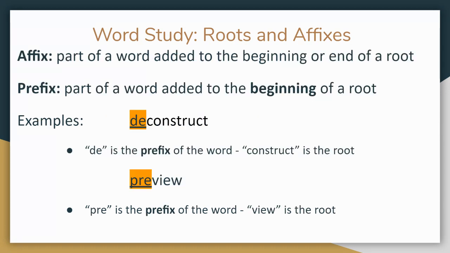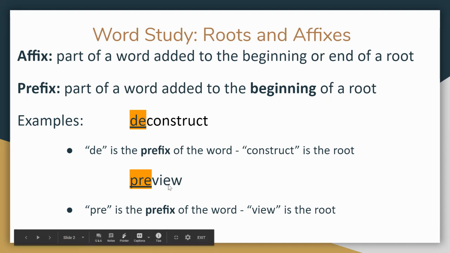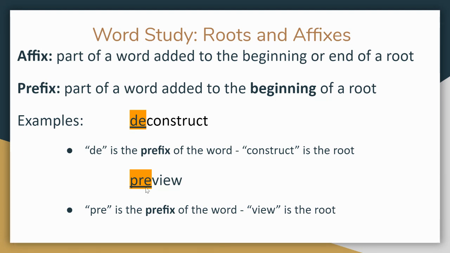When we add parts to the beginning or the end of a root, that is called an affix. An affix is part of a word added to the beginning or the end of that root. When we add a part to the beginning of a root, it is called a prefix. In the word deconstruct, construct was the root of the word, and we added the prefix D to the beginning of construct, and it's going to change the meaning of the word. In the word preview, we added the prefix pre to the beginning of the word, and it changes the meaning of the word.